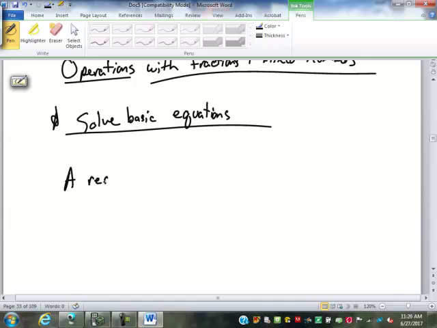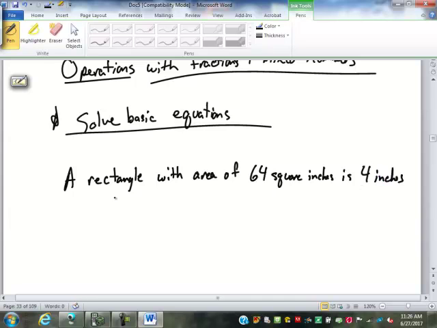So let's say I have a rectangle with area of 64 square inches. It is 4 inches wide. Find the length.